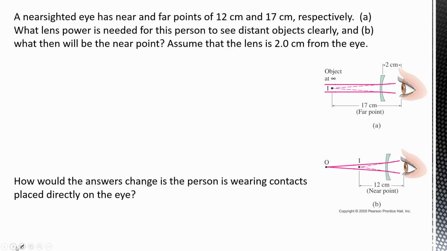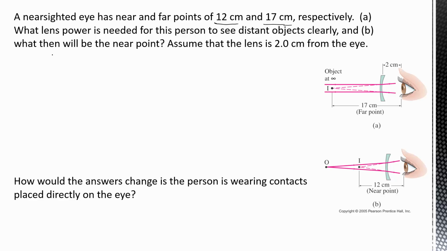Alright, now let's look at nearsighted. Near point is 12 and far point is 17, so not the greatest range of vision here. And we want to know what power is needed for this person to see a distant object clearly, and then what is that going to do to their near point. So essentially we want objects that are at infinity to appear when we're looking through our lens like they're at 17 centimeters, so that we can actually make an image out of those rays.